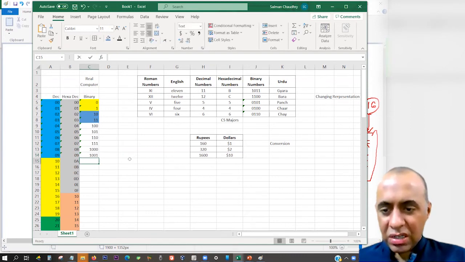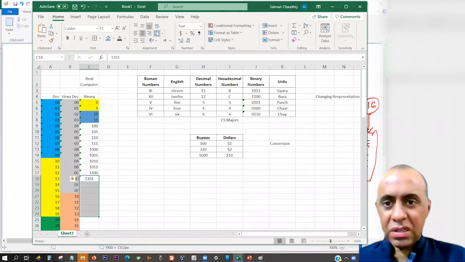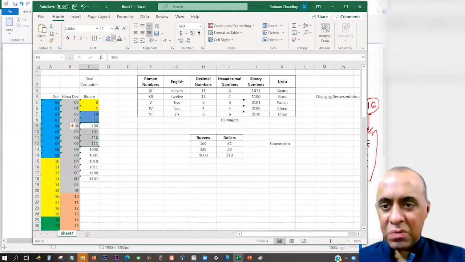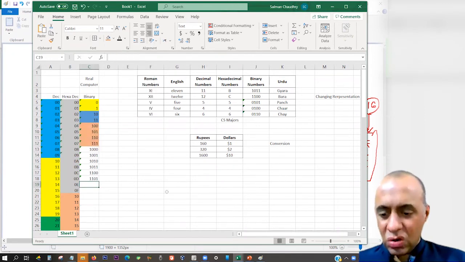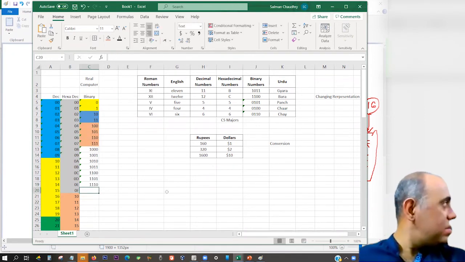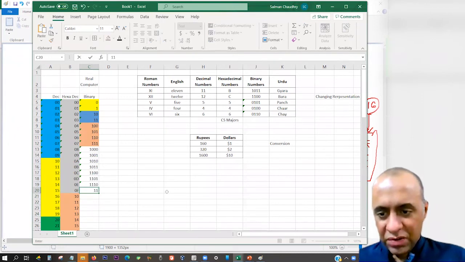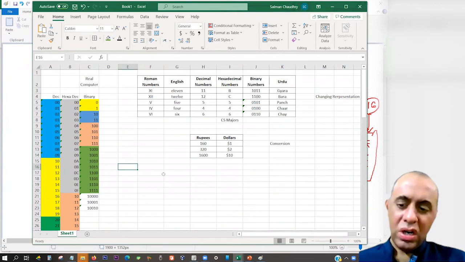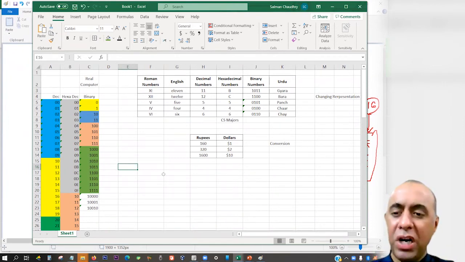Then it will be 1001, then 1010, then 1011, then 1100, then 1101, and this is how. The number of digits changes very quickly in this scheme of representing numbers, right? And then there is 1111, and then it would be 10000, 10001, and so on. So this is how the number of digits changes in the binary system.